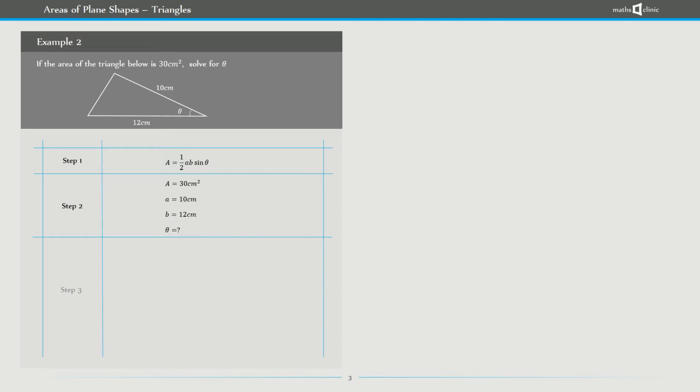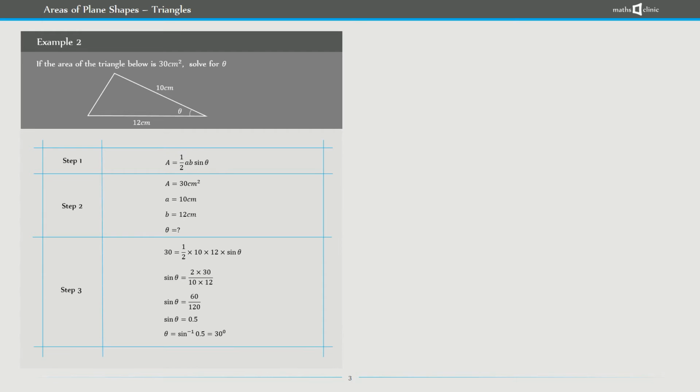Okay, so we can go ahead and say 30 equals half times 10 times 12 times sine theta. We make sine theta the subject of the formula in this case, and what we have is 2 times 30 divided by 10 times 12. Then sine theta is 60 over 120. We have that sine theta equals 0.5, and to find theta we simply find the sine inverse of 0.5, and what we end up with is 30 degrees. Very simple. Really isn't much to it.